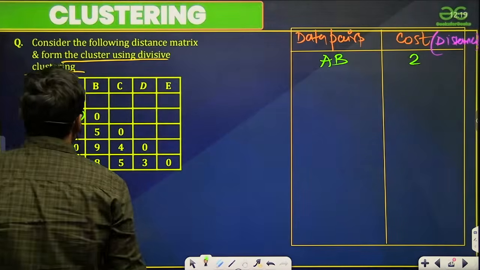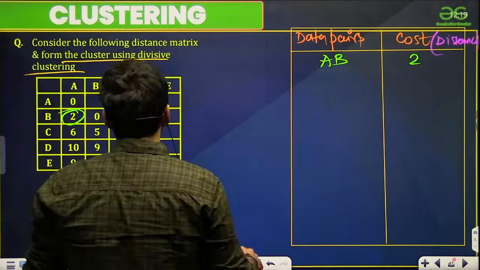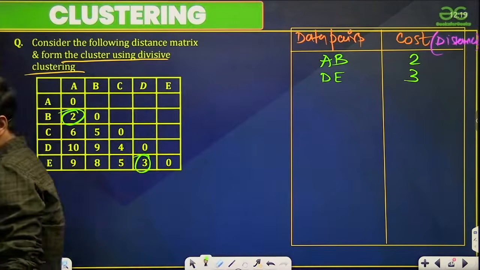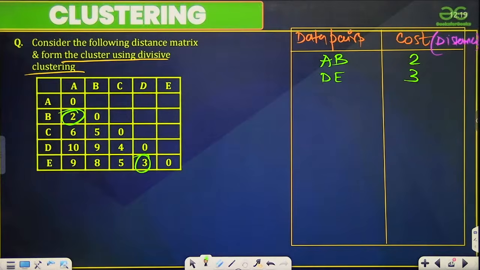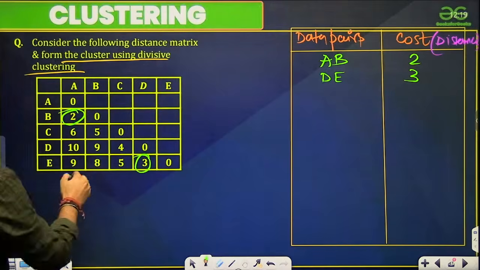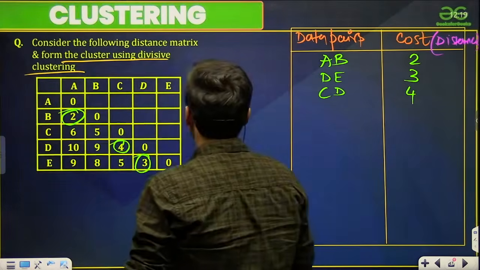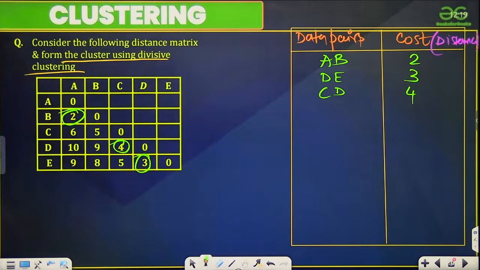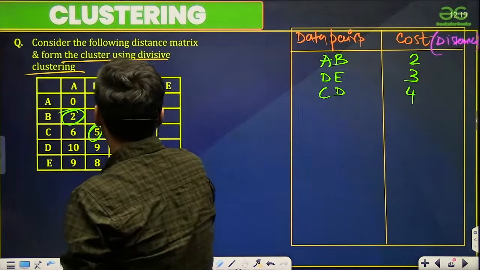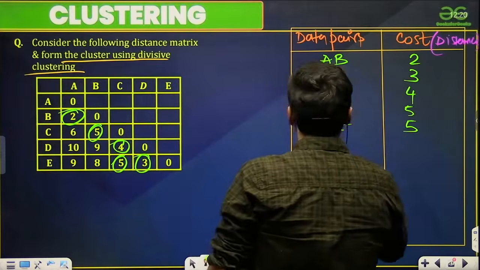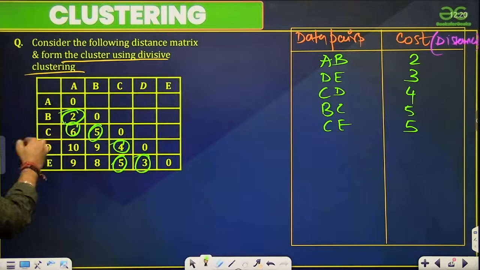Then next I would create the data pair of point D and E, at what cost? That again is at a cost of 3. ओके, देन नेक्स्ट I would create a data pair of CD. ठीक है, I have to write all these things in the ascending order, okay, at a cost of 4. Then what would be next? Now next we have BC and CE, so I can write BC here and I can write CE here, at a cost of 5 respectively, right?